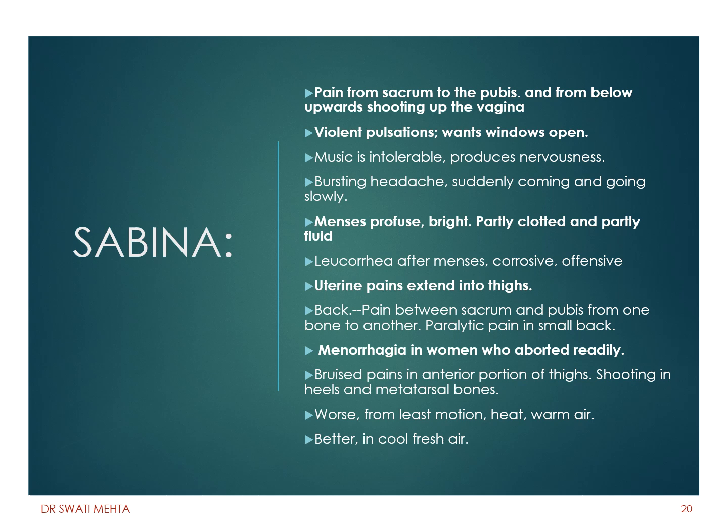Sabina is indicated for profuse bright red bleeding which is partly clotted and partly fluid. Pain extending from the sacrum to pubis. Shooting pain upwards through the vagina. Used for menorrhagia. There is offensive leukorrhea. Bursting headache that comes suddenly and goes slowly. That is the indication of Sabina.